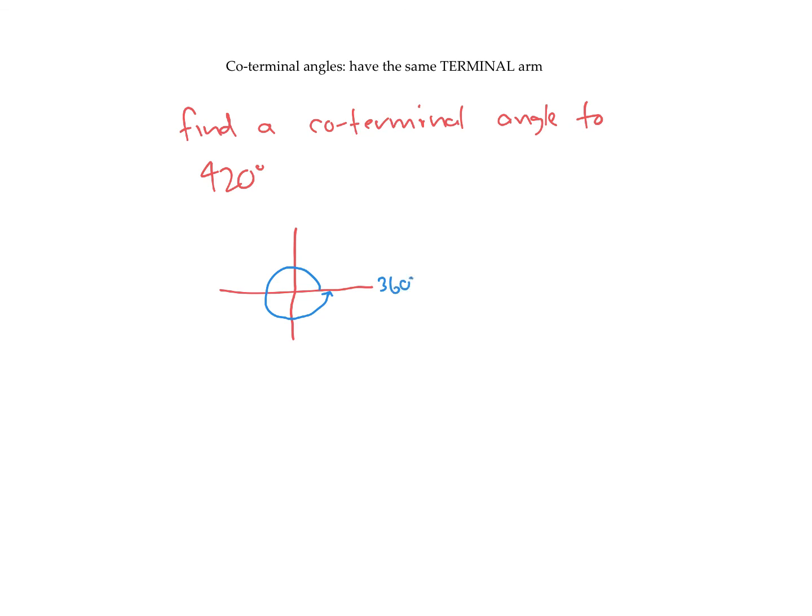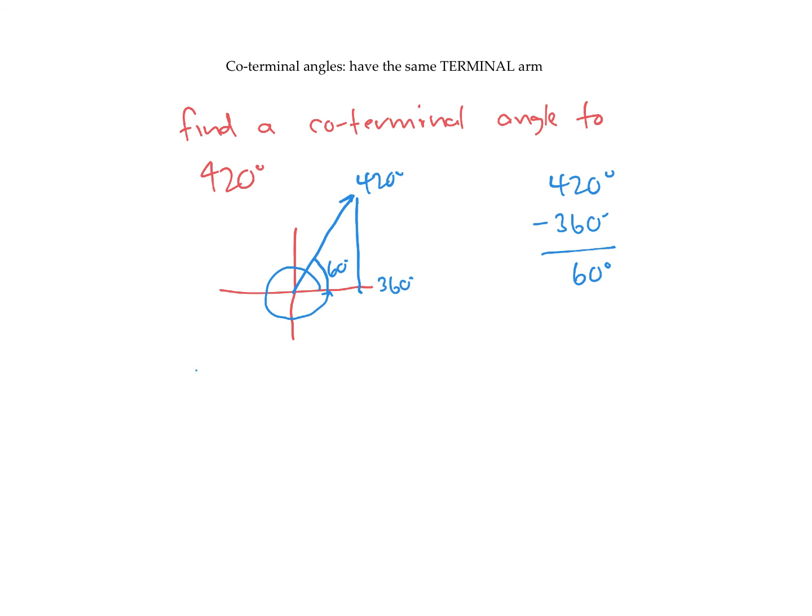So one complete circle or one complete cycle is 360. So I would want to know, well, how much is left after that? So 420 minus 360 is 60. So we'd have to go another 60 degrees to land at the same spot. So 420 would be all the way around plus another 60.